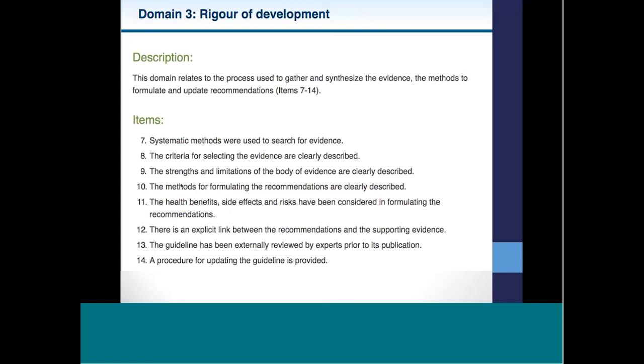The 11th item is about the health benefits, the side effects, and the risks. It's about the balance between the harm and the effects of the intervention. We're considering not only that the interventions are good for health outcomes, but also what were the side effects. The 12th item is that there is a specific link between the recommendation and the supporting evidence. What is the link that connects the evidence with the recommendation? Sometimes there is not that link, but it should be really explicit in the guideline.